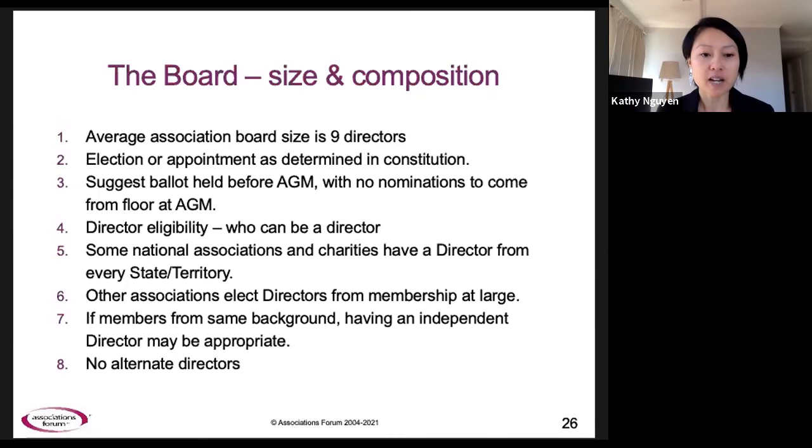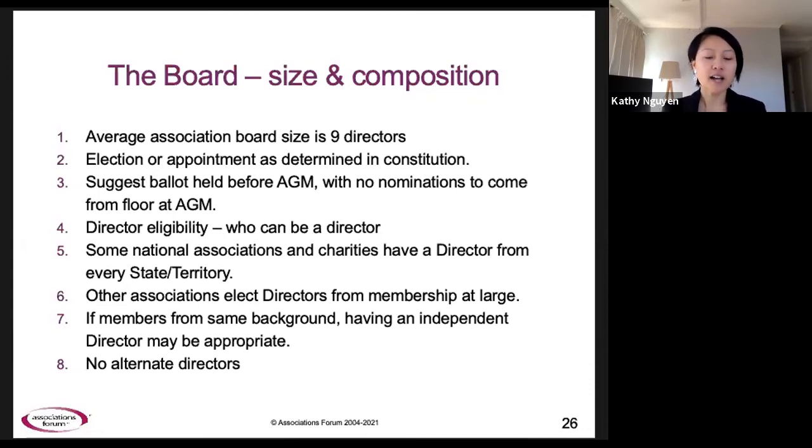If you have members from the same background, having an independent director may be appropriate. What we mean by that is, especially for associations that, for example, represent a certain profession, all the members will be teachers, or they'll come from the same industry. So sometimes they update their constitutions to allow the appointment of independent directors. They have various names, sometimes called external directors, community directors, non-member directors, but it's basically a director that is usually not from the membership, and appointed by the board. One or two positions for independent directors is okay, but we still believe that the majority of the directors should be from the membership.